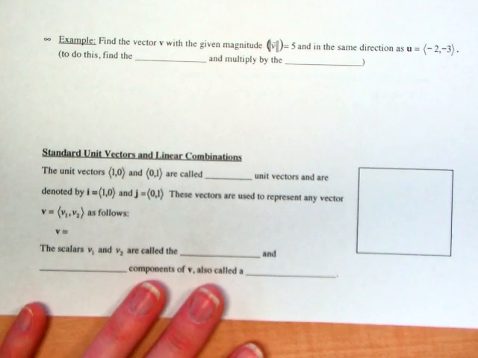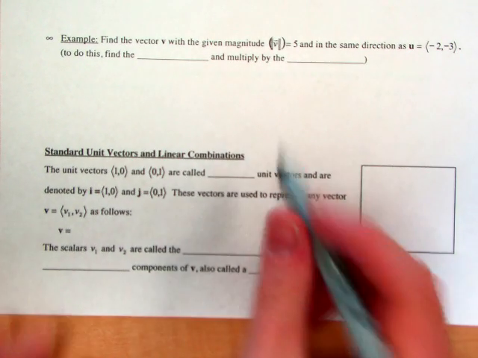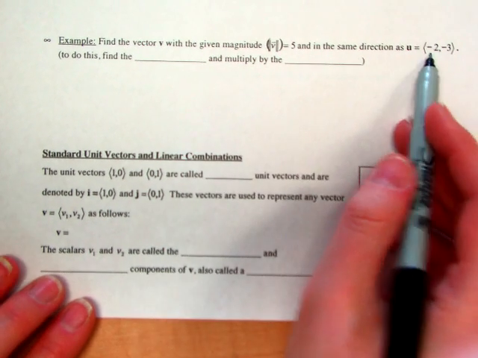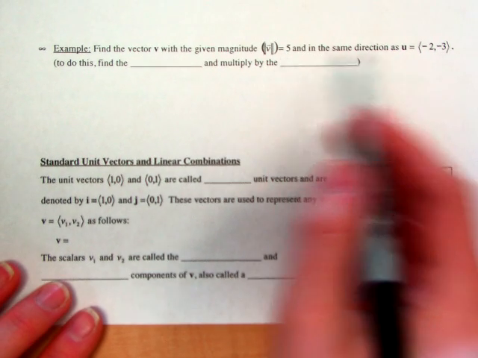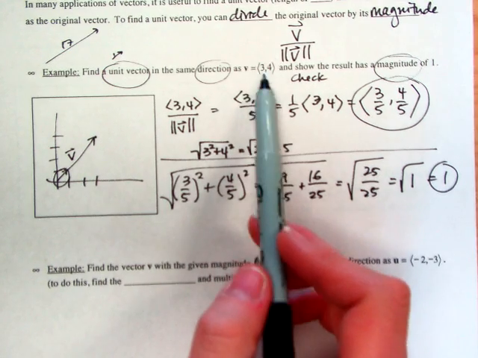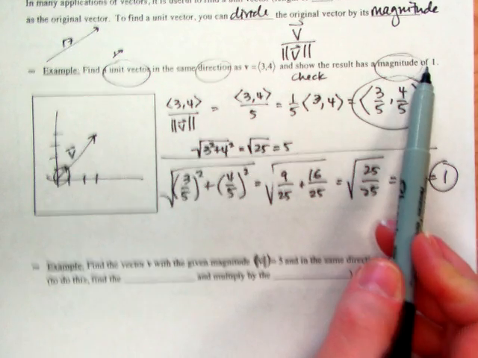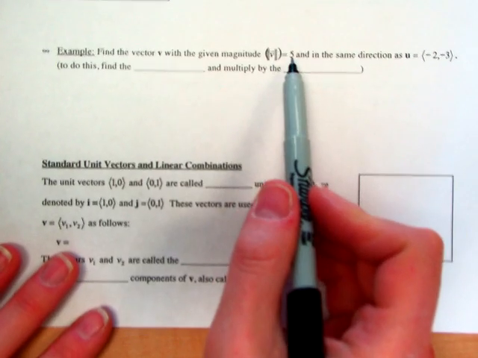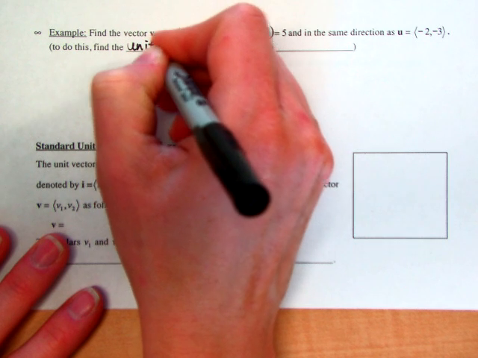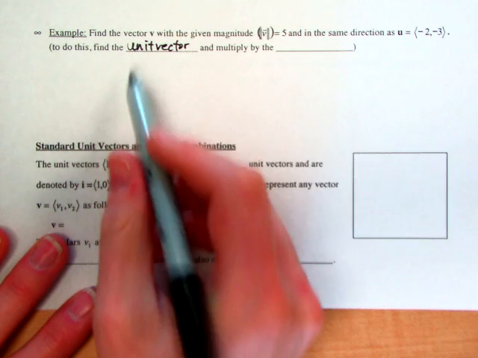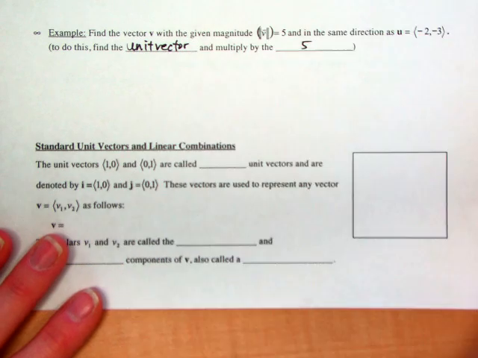Next one says, find the vector with the given magnitude and in this direction. So I don't want it to have a length of 1, I want it to have a length of 5 this time. But I still want it in this direction. So it looks a lot like this. I want it to be in this direction, and before we wanted it to have a length of 1. This one, in the end, we just want it to have a length of 5. We're going to do the same process. We're going to find the unit vector, and when we find it and it has a length of 1, then we're going to multiply it by 5, and then it will have a length of 5.